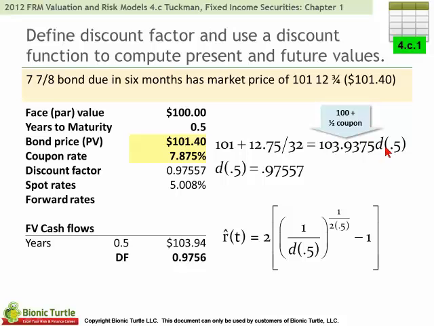And so that means that the 6-month discount factor is the price divided by the face value plus half of the coupon, or plus the next coupon. And so that means that the 6-month discount factor implied by this market price is 0.97557. And under the law of one price, we ought to be able to use that for any other coupon with the same risk profile, the same exact risk profile that would be received in 6 months.